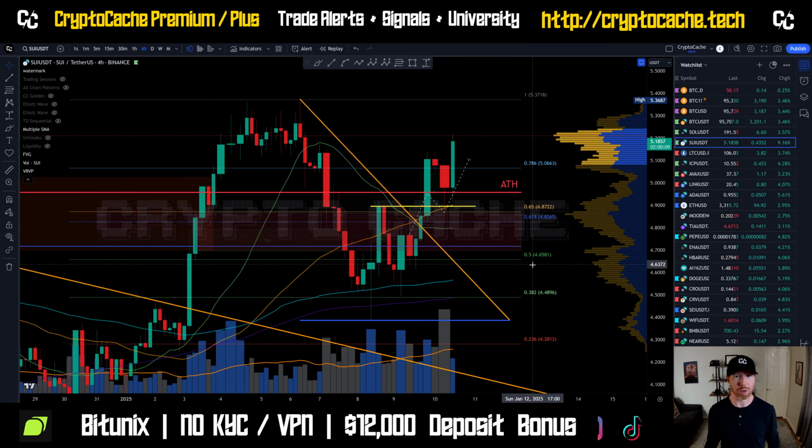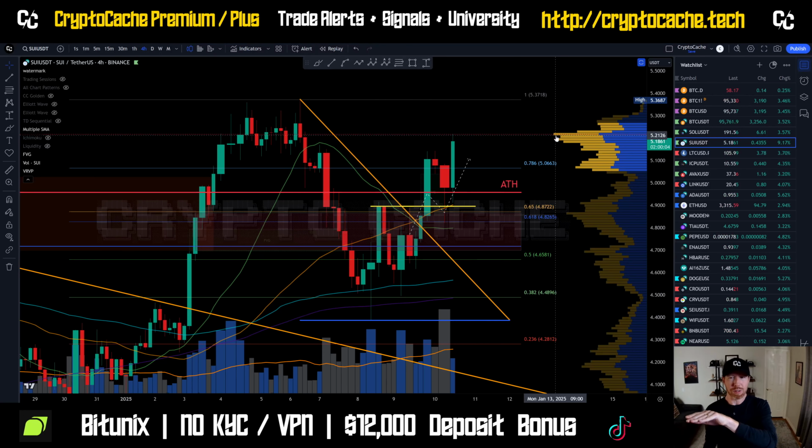What are the resistances? Well, we're coming up to a resistance range right now. Just to talk about it, the local point of control here with the most volume is at 520. So again, that reinforces that resistance, and we may see a short-term pullback here. It's hard to say specifically if it's going to punch through, but we have a lot of volume.